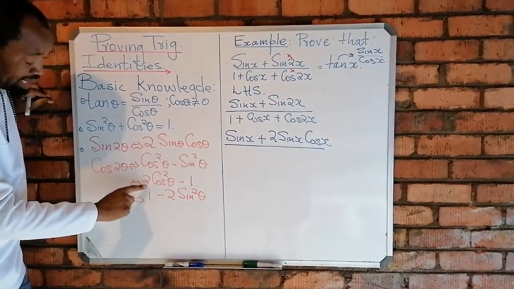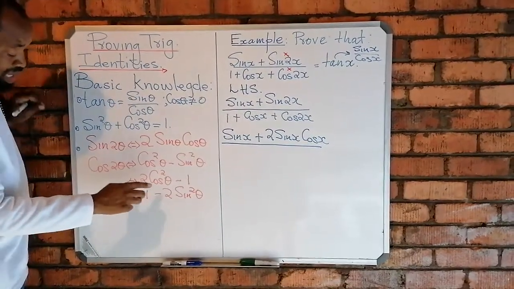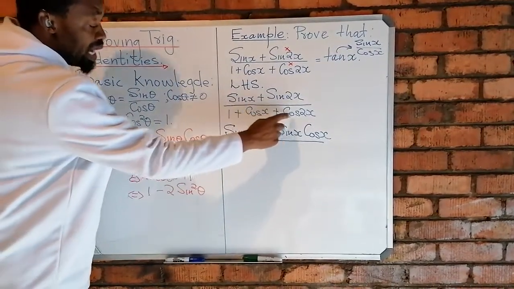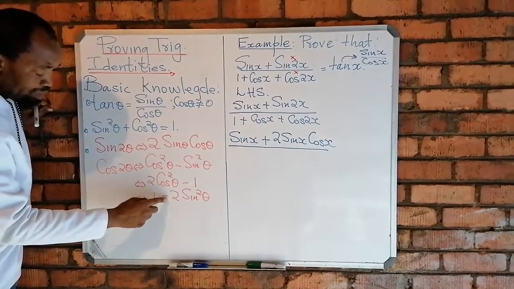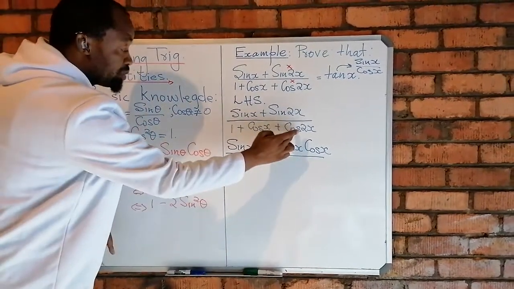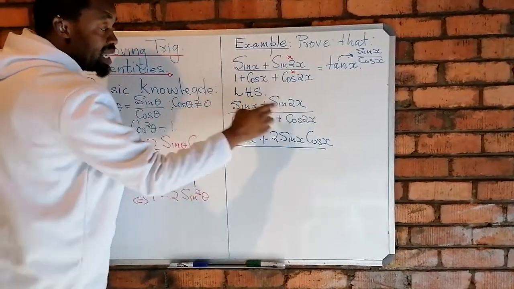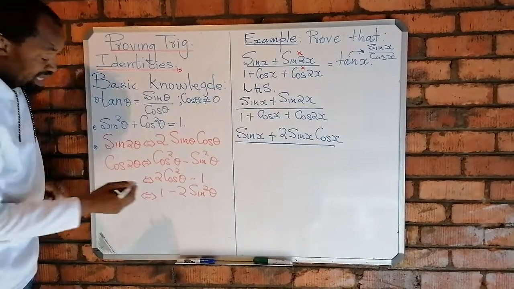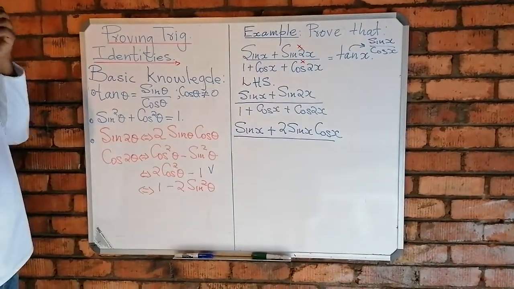Now you look at this one. It is 2 cos squared theta minus 1. Now, if I take this one, I would be having cos and I would be having cos there. But if you look at this one, it is 1 minus 2 sine squared theta. Now, if I choose to substitute this one, I will be having cos and sine. And of course, I said I only want cos. Now, it means the right choice for this is this one.